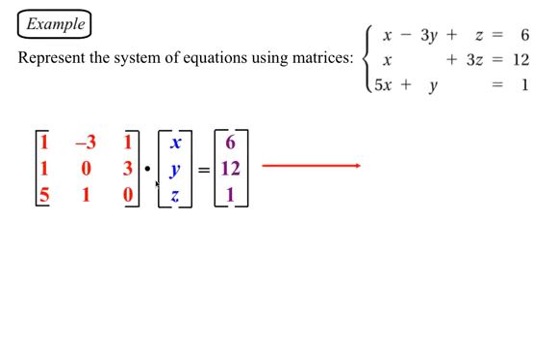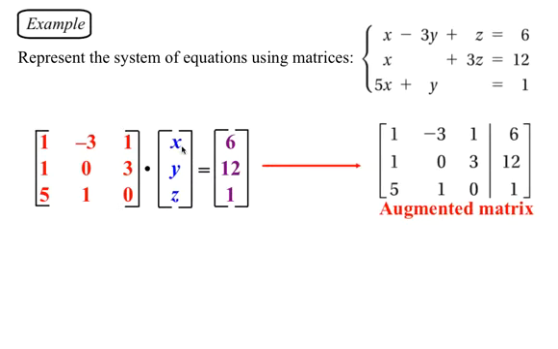Once we have our matrix written, we want to write this as an augmented matrix so that we can put this into our calculators, or so we can do our reduced row operations. What we're going to do is replace that variable matrix with this vertical line and then make it a single matrix where we add in that right-hand side, or that constant matrix. So that is the representation of the system of equations using an augmented matrix.